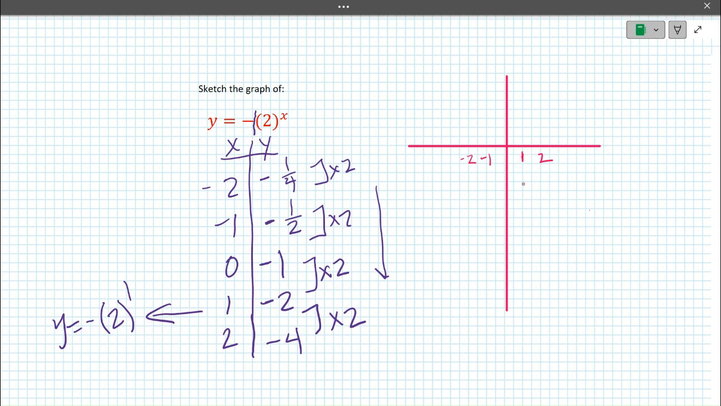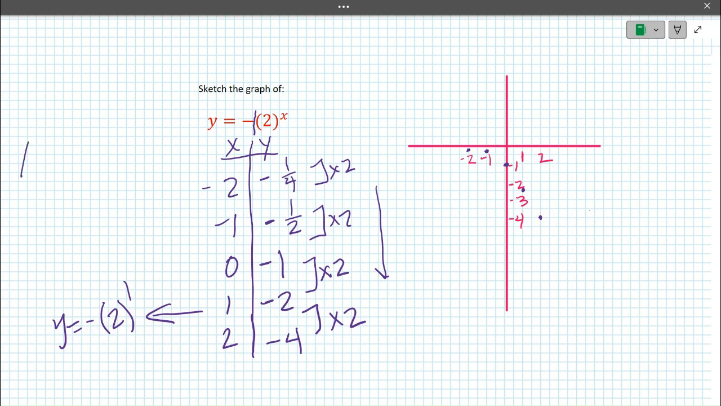So I'm not even going to write the positive numbers. I'm just going to go down. And I'm going to do -1, -2, -3, -4. So the lines in between are 0.5. So let's go ahead and graph at -2. I have -1/4. So I would say that's about right here. At -1, I have about -half right here. At 0, I have -1. At 1, I have -2, which is right there. And at 2, I have -4, which is right there.